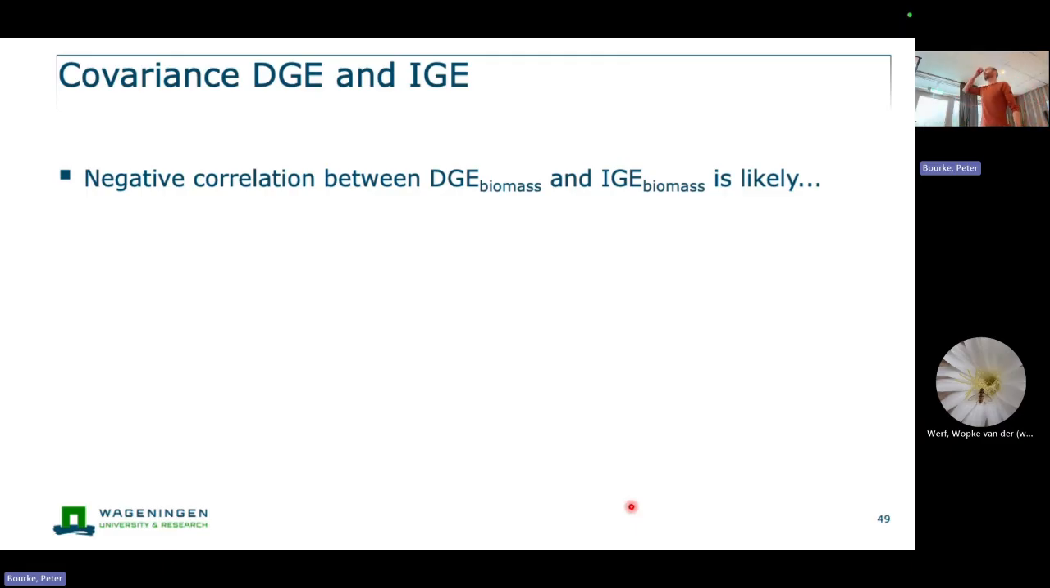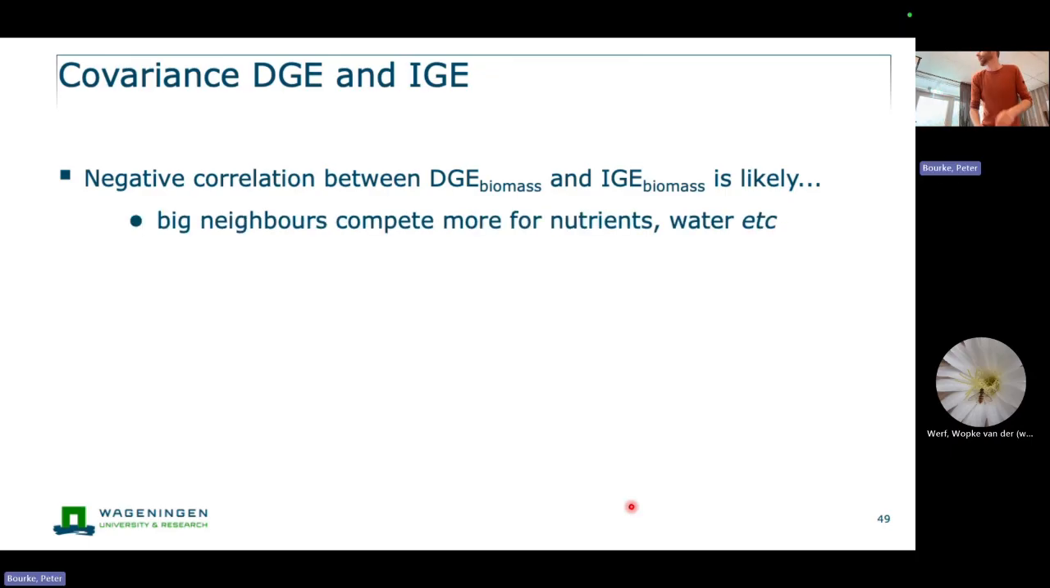But if we're dealing with direct and indirect genetic effects, it's quite likely that we have a negative correlation between them, potentially. Certainly for biomass, we've seen this. And why would we have a negative correlation between direct and indirect genetic effects for biomass? Is that obvious for people? Competition, exactly.